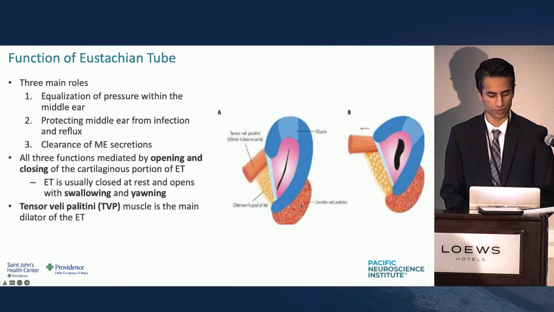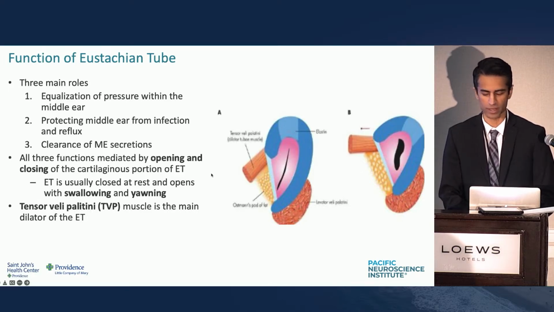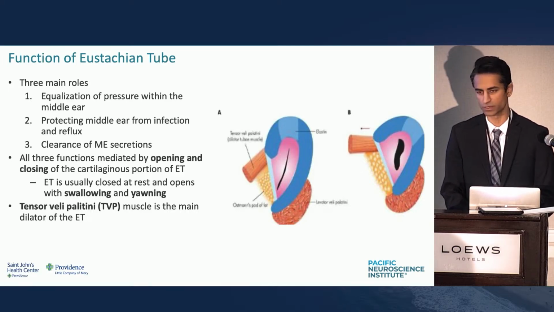So the 3 main roles of the eustachian tube: equalization of pressure within the middle ear. It protects the middle ear from infection and reflux, and it clears out natural middle ear secretions. And all 3 of these functions are mediated by the opening and closing of the cartilaginous portion of the eustachian tube. At rest, it's closed, and then it opens with things like swallowing or yawning or the Valsalva maneuver.